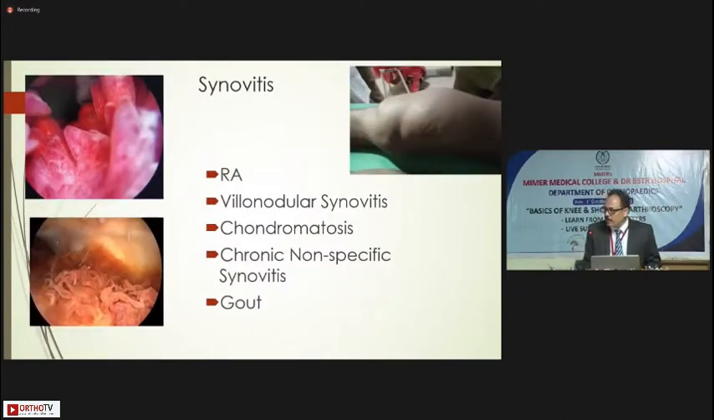Synovitis is very commonly seen in our clinical practice, and rheumatoid arthritis not responding to medical line of treatment, we go ahead and do a synovectomy. Villonodular synovitis, again, we see sometimes in our practice, and we do have to do this. Apart from this, at times it's a good advice to go ahead and do an yttrium intra-articular injection to prevent recurrence. Chondromatosis, chronic non-specific synovitis, very rarely gout, although not really indicated, but I have found synovitis not responding, and I went inside and that was classical gout.